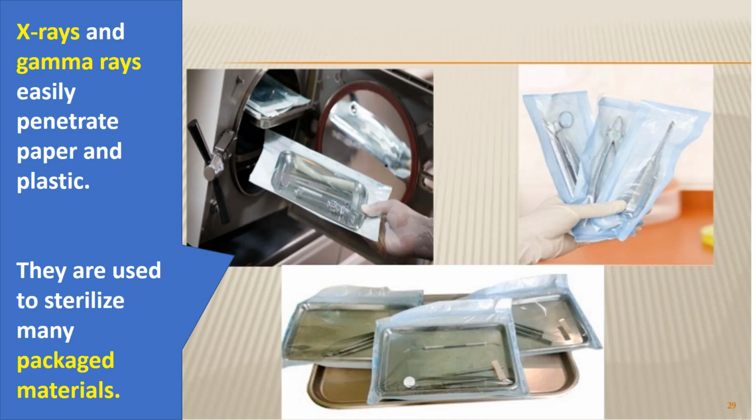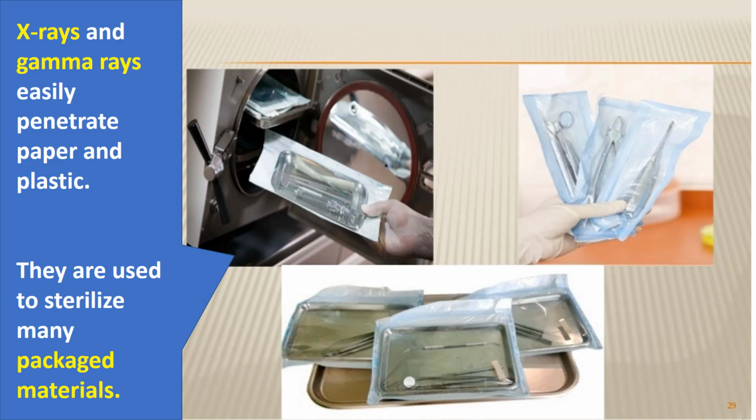So in the top left picture, actually in all the pictures, I'm showing you some surgical equipment that's being placed in a paper plastic type of container, or I should say wrapper. Some of these wrappers can be placed in the autoclave, but if you're going to use gamma rays or X-rays, you would not need an autoclave. So you could sterilize, for instance, plastic surgical equipment or plastic medical equipment using gamma rays and X-rays.